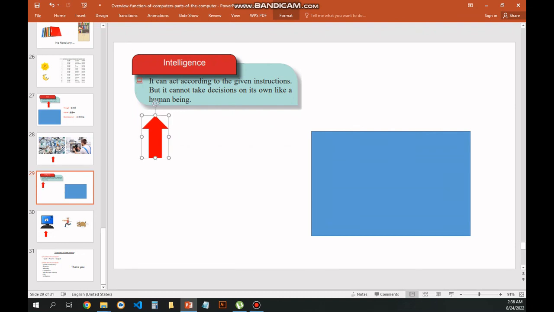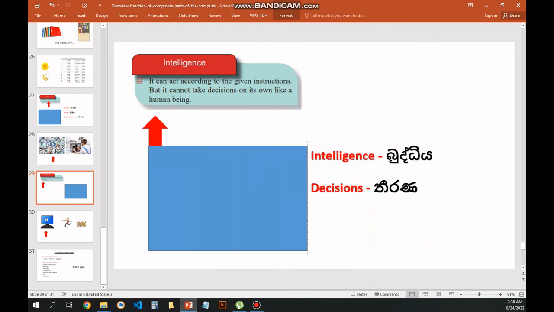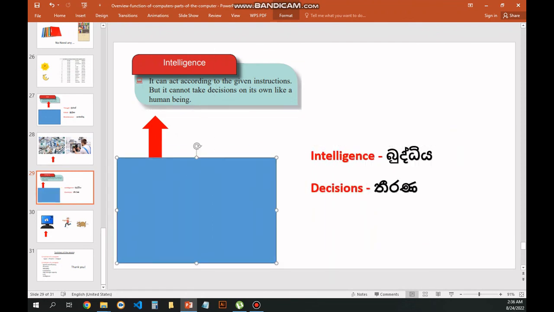There are some difficult words here, like the word intelligence. The word in singular we tell is buddhiya. Then decisions means tirana. So here it's telling it can act according to the given instruction.